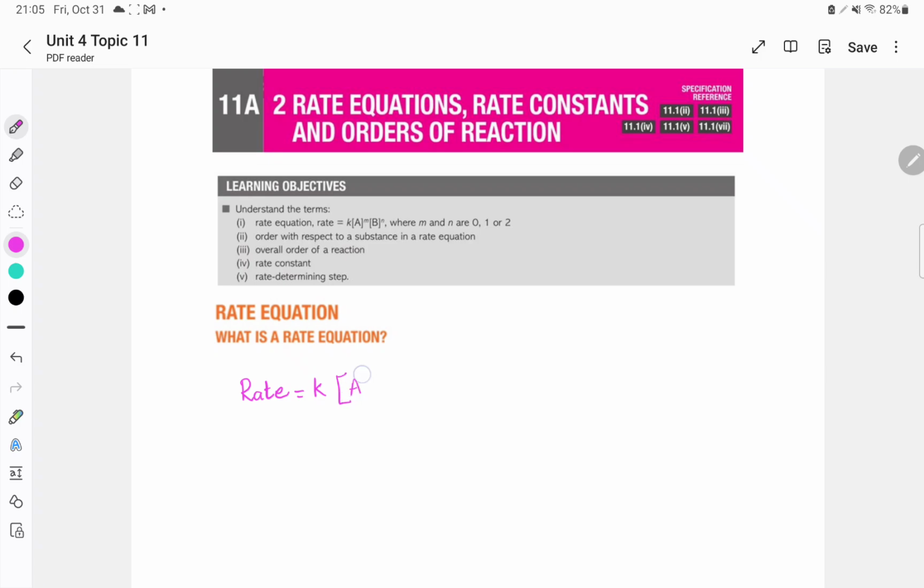concentration of A reactant and concentration of B reactant. Suppose we have an equation A plus B gives C plus D, whatever it is. We're not concerned about the products. Here we will be only talking about the reactants. So in this case, what is k? k is the rate constant.